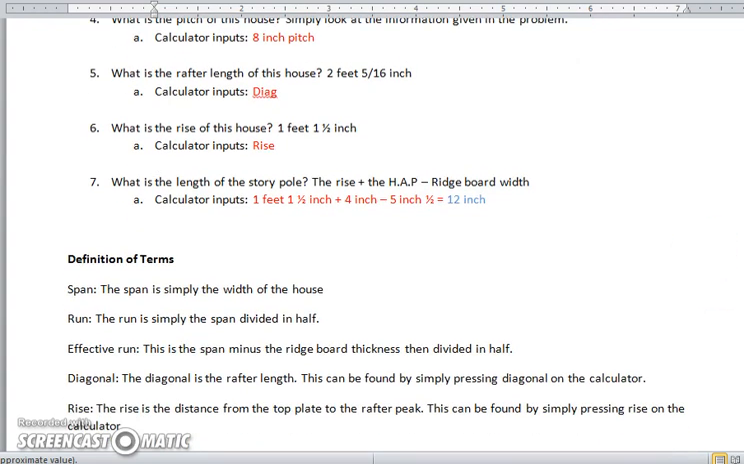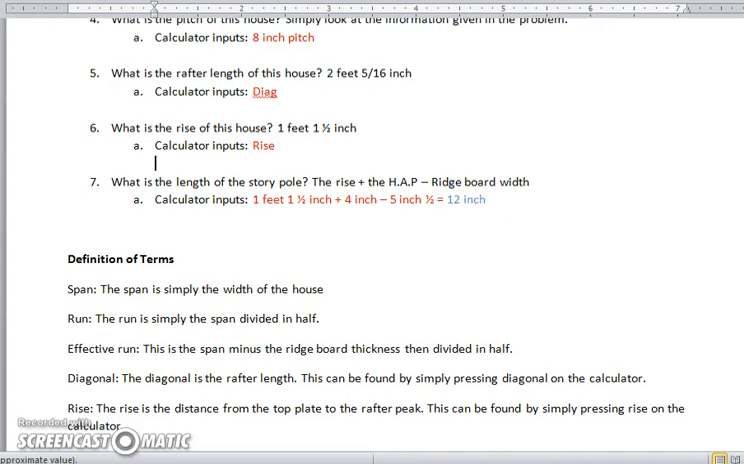The last part it's going to ask you is, what is the length of the story pole? The formula for the story pole is given to you here, which is the rise plus the HAP minus the ridge board width. If your ridge board, it says in the problem, is a 2x6, a 2x6 is actually 5 1/2 inches wide. Your calculator inputs for this would be 1 feet 1 inch 1/2 plus 4 inch minus 5 inch 1 over 2 equals. That should tell you that your story pole should be 12 inches long.